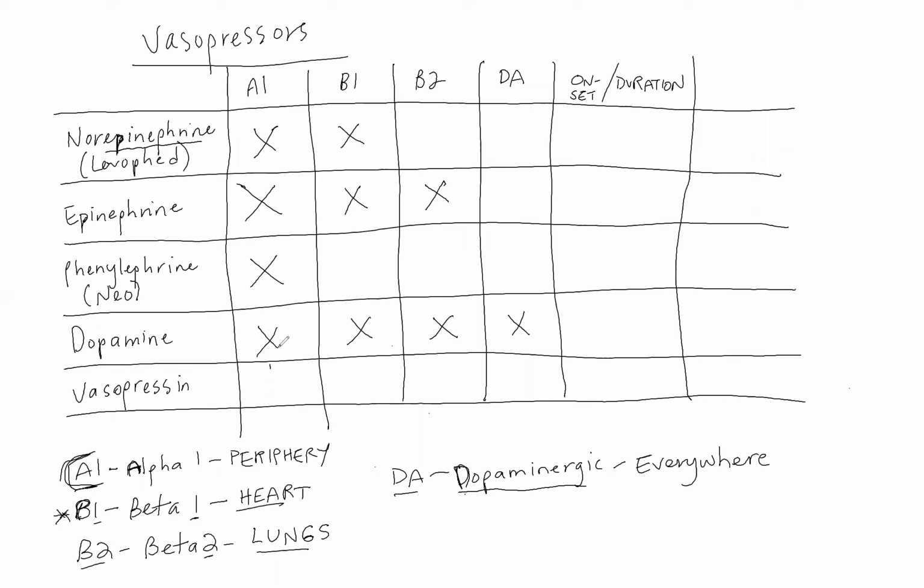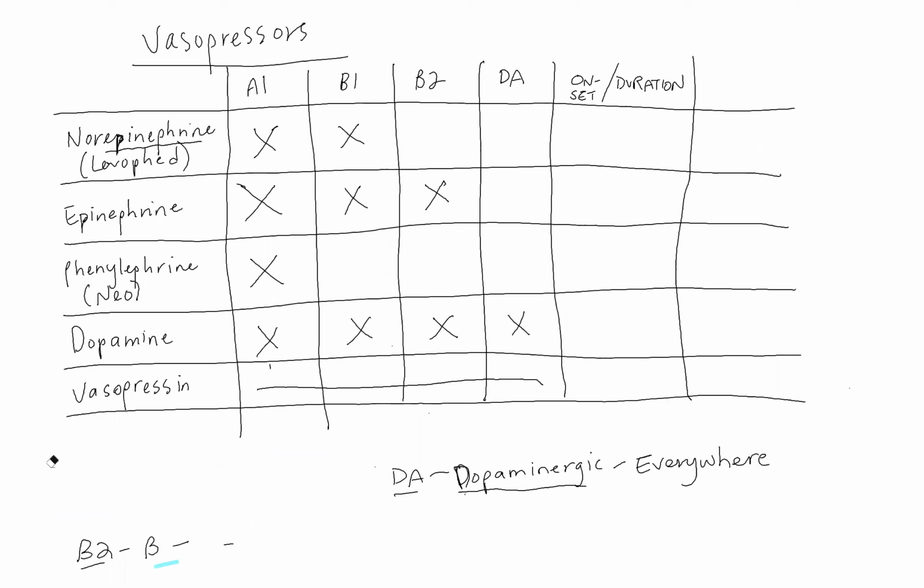And then vasopressin is a little bit different. Vasopressin, I'm actually just going to strike a line through right here. It is actually not a receptor-based drug. So we'll talk about vasopressin in a little bit more detail in just a second. Let me go ahead, and I think you guys probably got this. Remember, alpha 1 in the periphery, beta 1 in the heart, beta 2 in the lungs, and dopaminergic a little bit of everywhere. Okay.